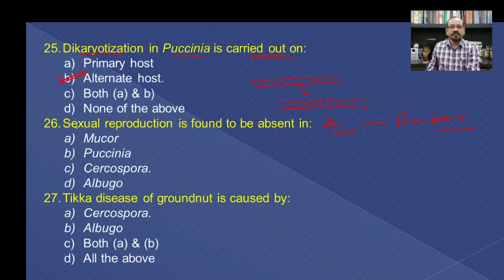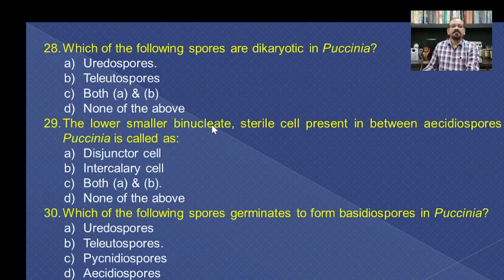Sexual reproduction is completely absent in Cercospora, and hence C will be the correct answer for this question. Then Tikka disease of groundnut is caused by Cercospora, and hence A will be the correct answer for this question. Albugo causes white rust on brassica.